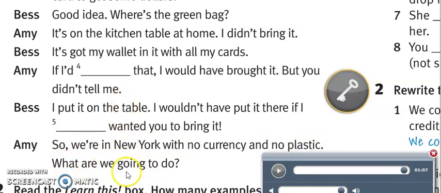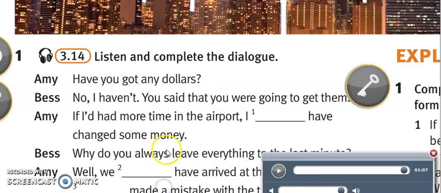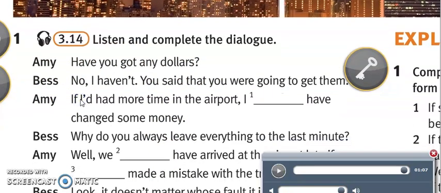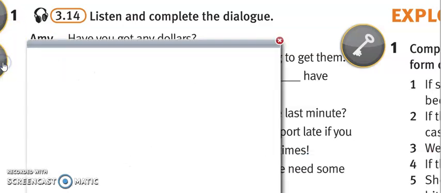As you heard, the dialogue is between Amy and Beth, and they are talking while they are walking in New York City. Okay? And let's check the model answer.